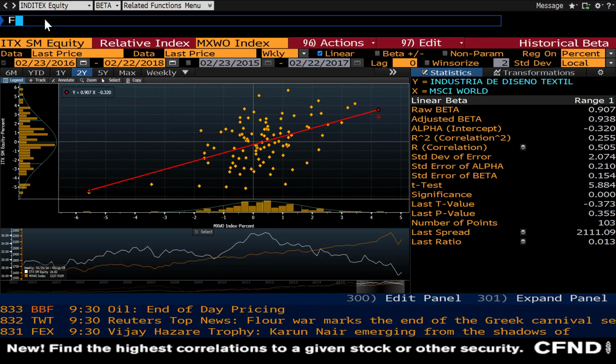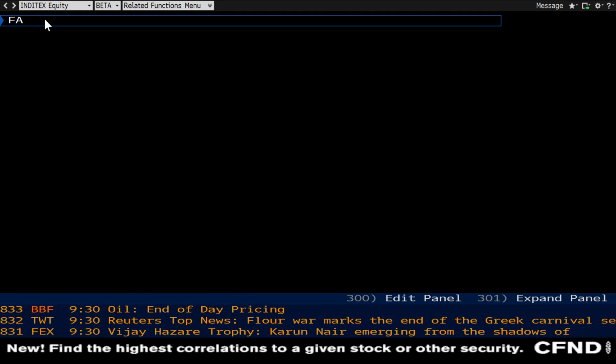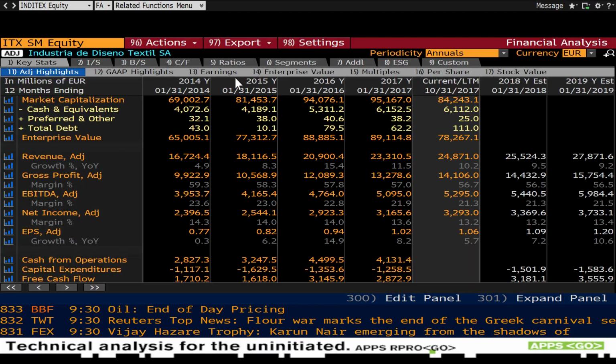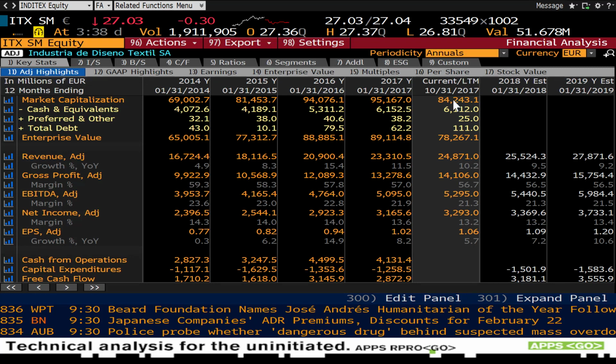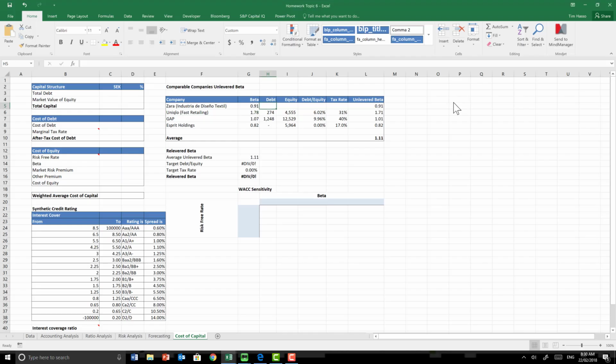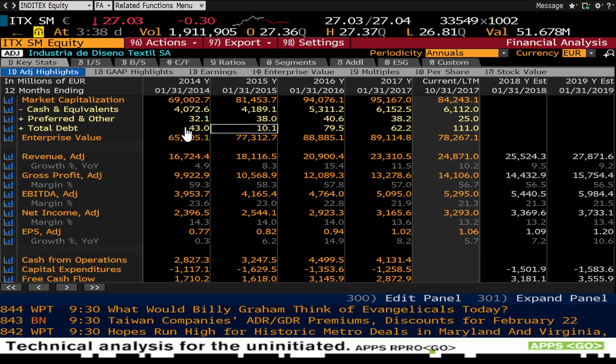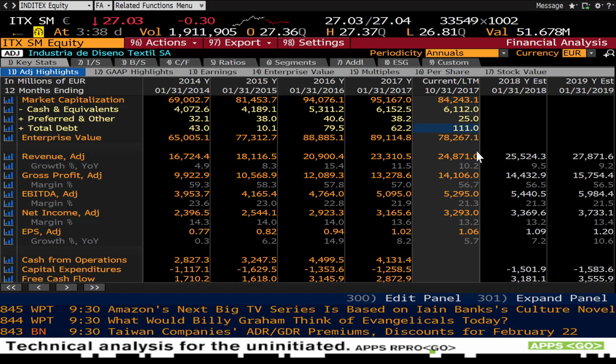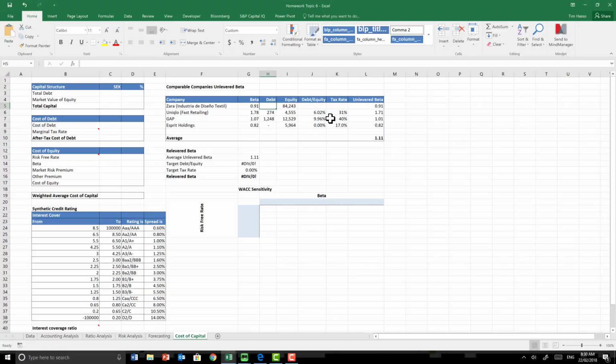So if I go in Bloomberg again, type in FA, press enter, I can see that the current market capitalization is about 84 billion. I'm going to copy that and paste it into equity. So it's 84,243. For the debt figure, I'm going to get the total debt line item. So essentially Zara has almost 0 debt, about 111 million, which is almost nothing. I'm going to copy that, paste into the debt section.